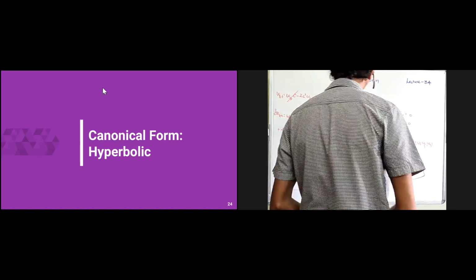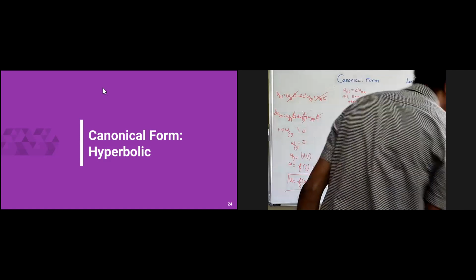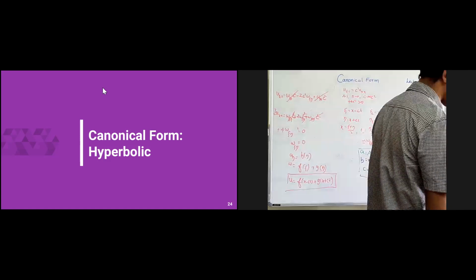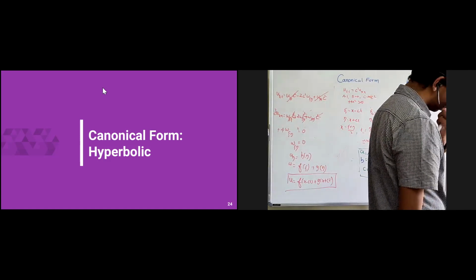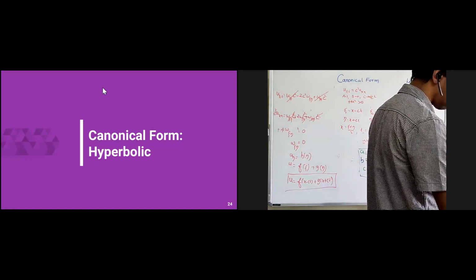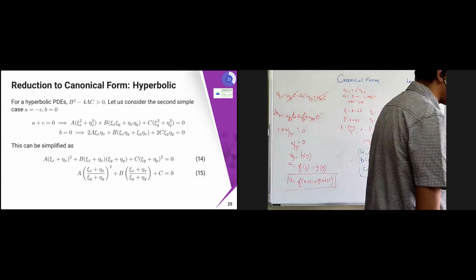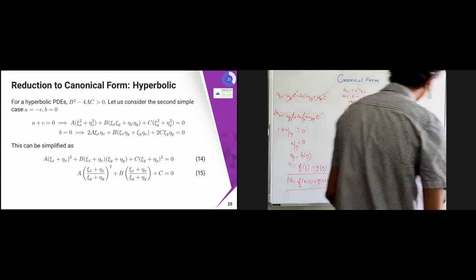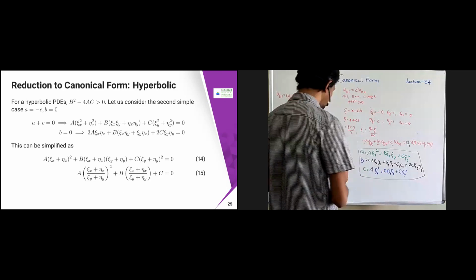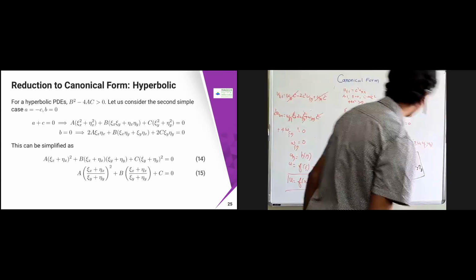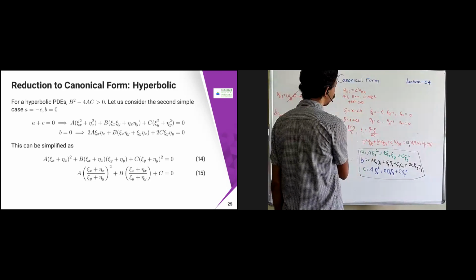Next case is the case of A equal to minus C. In that case, you can just say that A plus C equal to 0 is going to come.